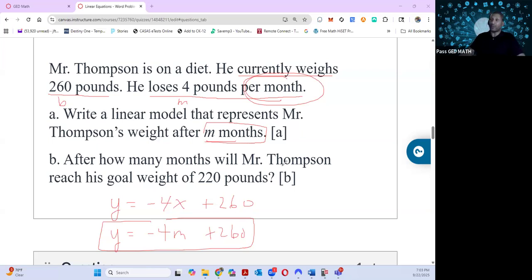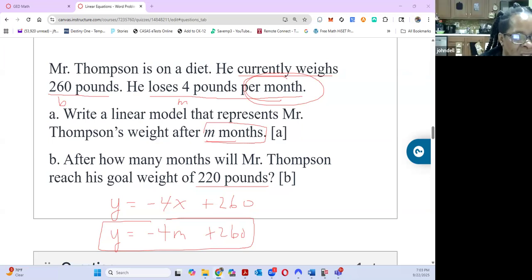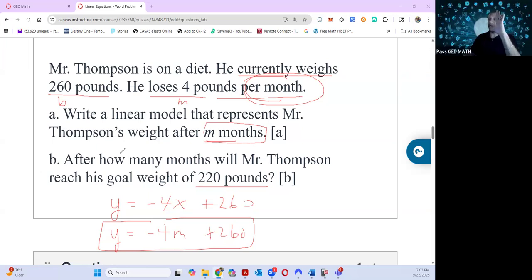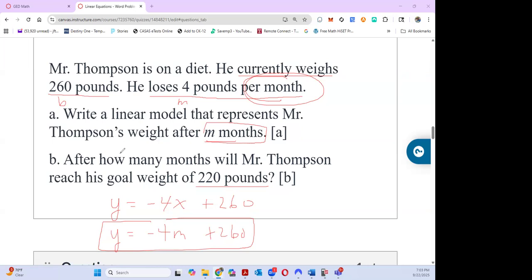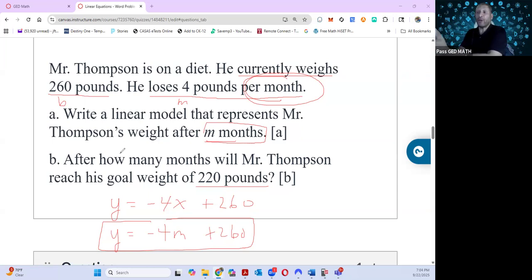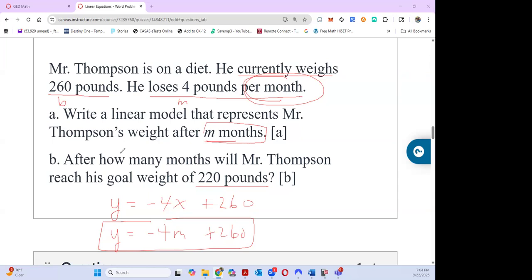Now, after how many months will Mr. Thompson reach his goal weight of 220 pounds? Is my Y 220 or is my M 220? What does M stand for? M is the months. The months. So 220 pounds can't be your M. M is the number of months. The Y.